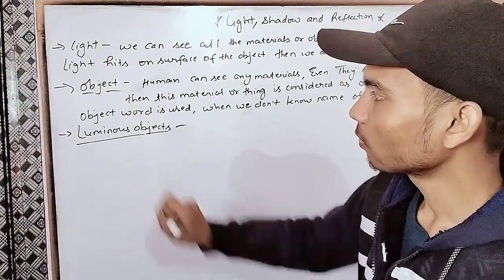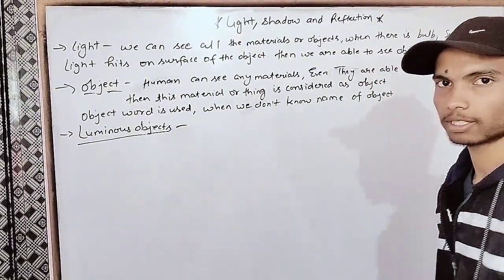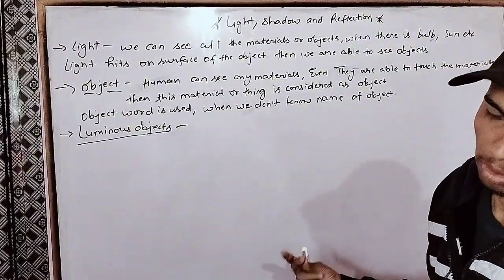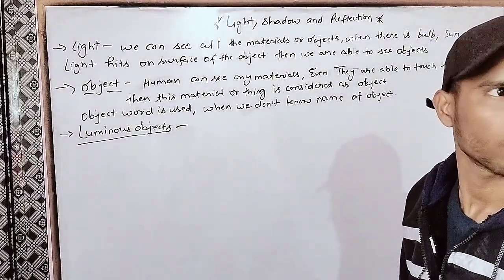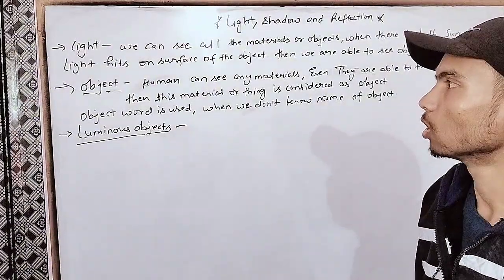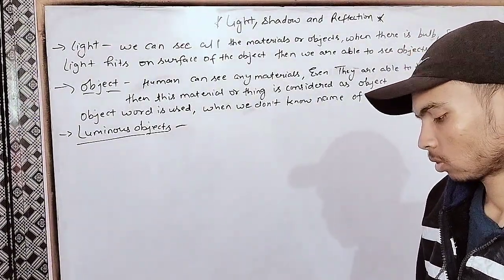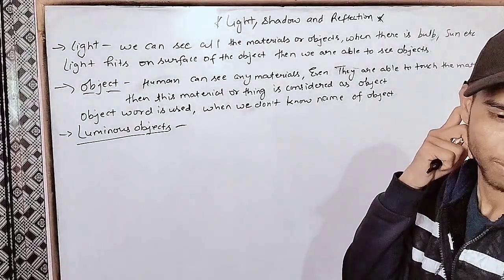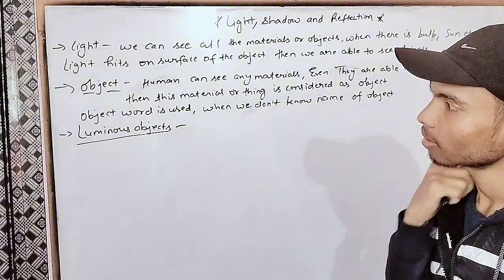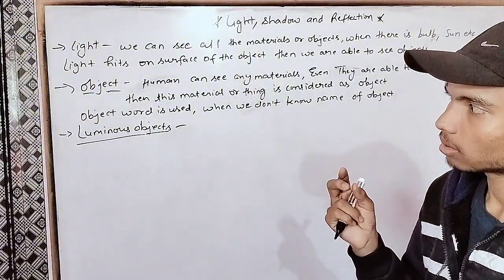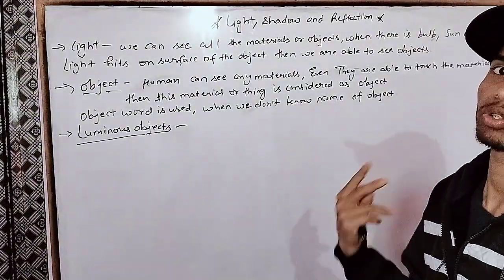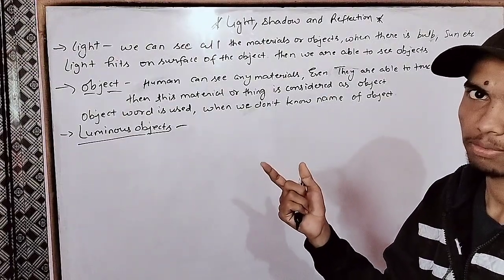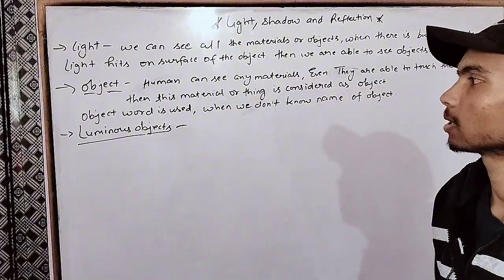Now we have the types of objects. First is luminous object. Clear? What is the meaning of luminous object? The opposite of this is non-luminous objects. After this discussion, we will move on to the discussion of non-luminous objects.